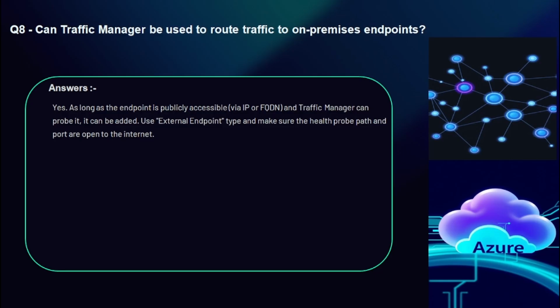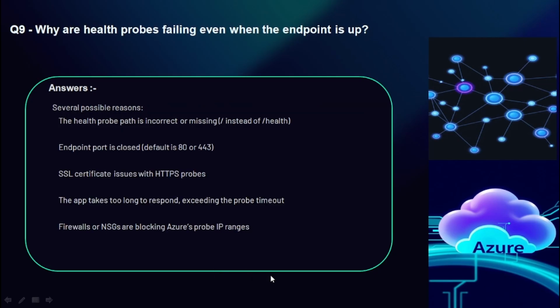Why are health probes failing even when the endpoint is up? Answer is, most common reasons for this are wrong protocol or port, health probe path not accessible, NSG, WAF, or firewall blocking Traffic Manager's probe IPs, and TLS/SSL handshake issues for HTTPS probes.